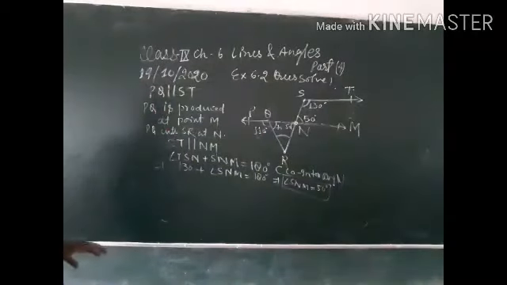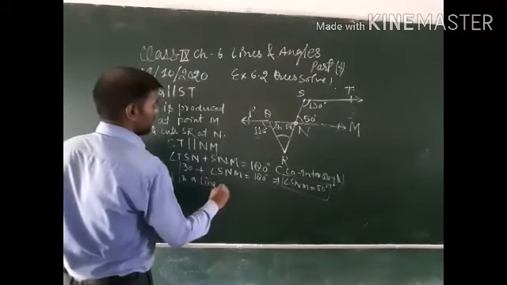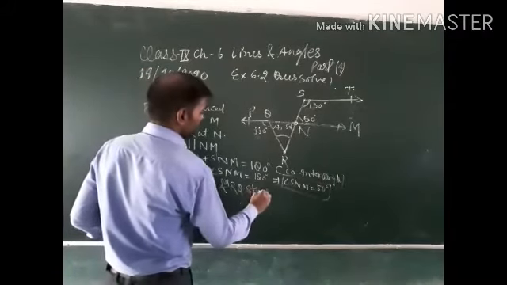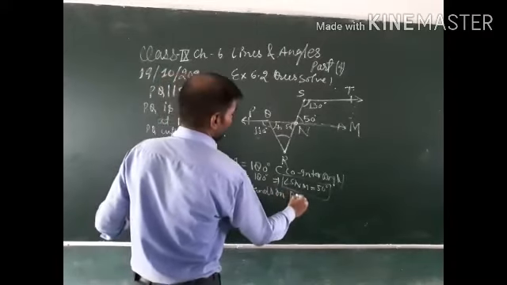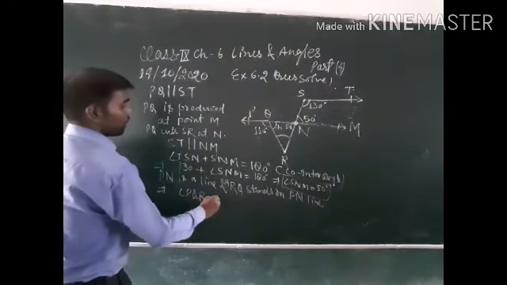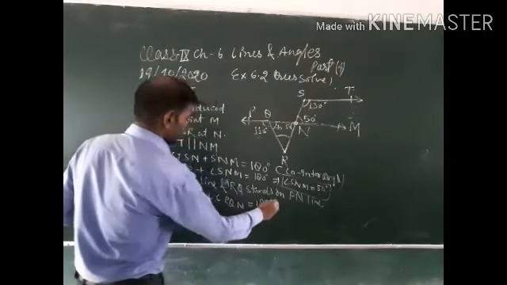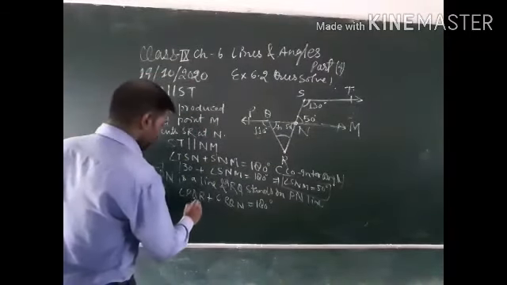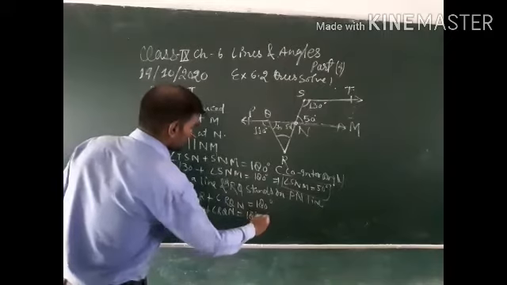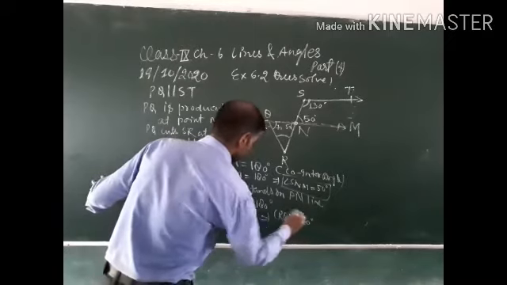Now PN is a line and ray QR stands on line PN. So we can write angle PQR plus angle RQN is equal to 180 degrees. We put the value of PQR as 110, plus RQN is equal to 180 degrees. So we find the value of RQN is equal to 70 degrees.